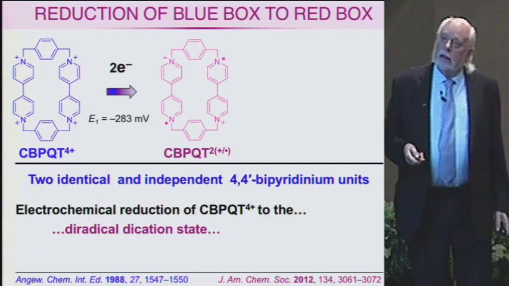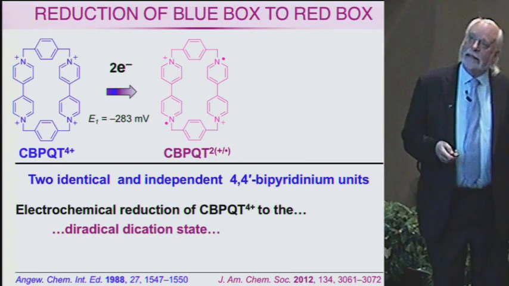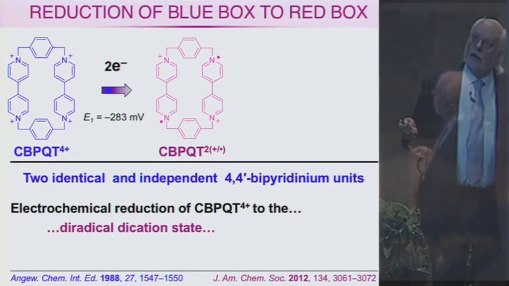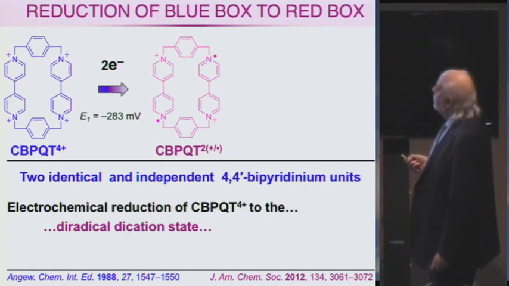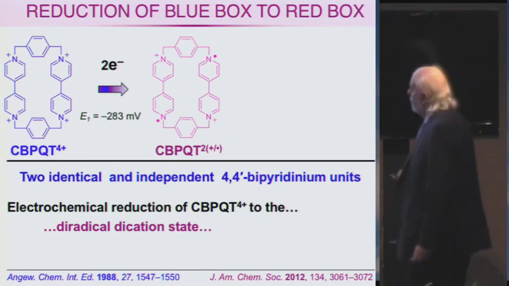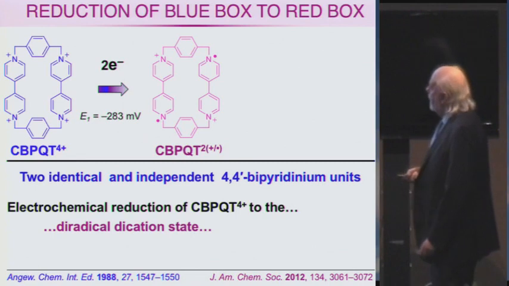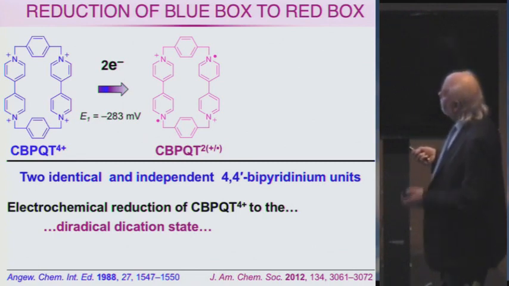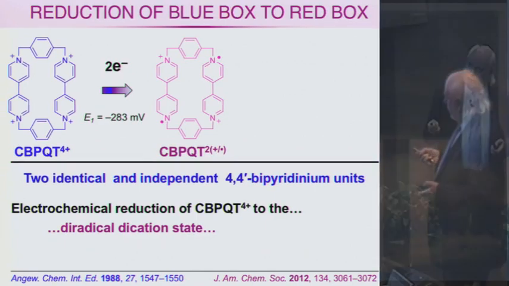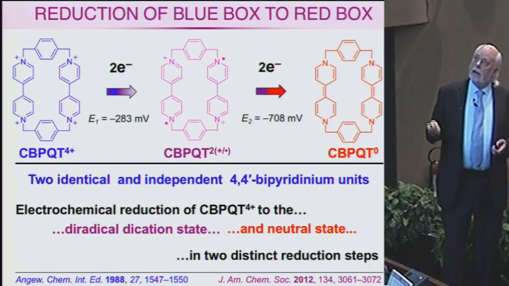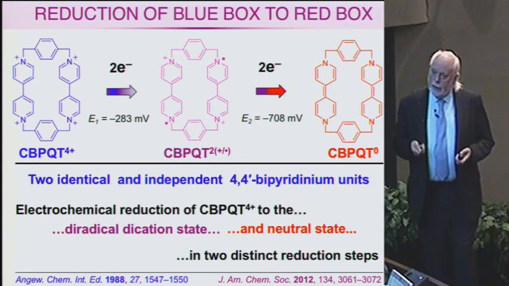So he said, all right, we've done all this reduction, oxidation, redox chemistry, if I call it that, with the blue box as a homocatenane. Let's look at it on its own. And so, in a very, very characteristically thoughtful and planned way, he carried out the reduction to give us the bisradical dication, and then at a higher voltage, in a negative sense, the neutral compound.